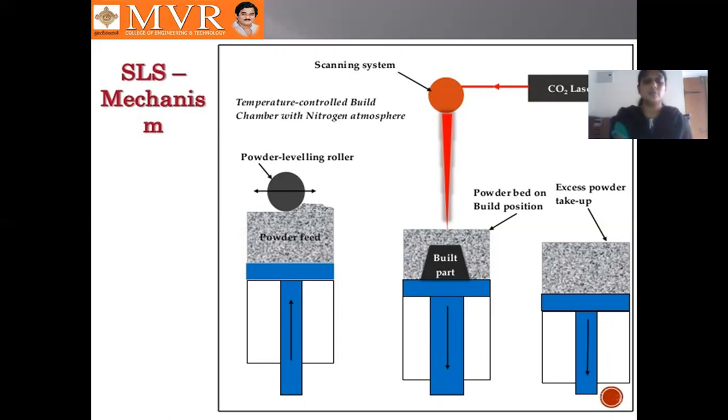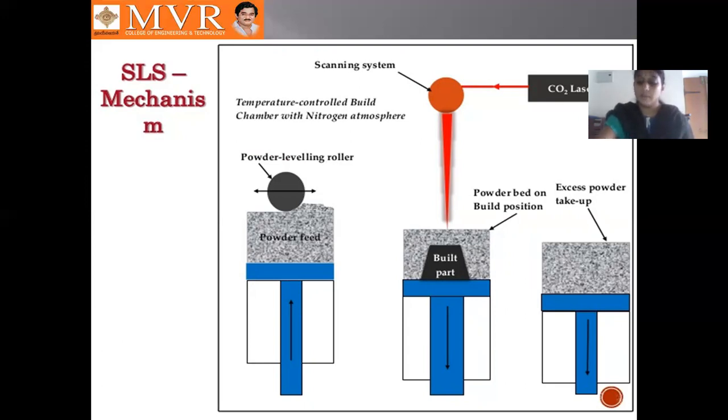The carbon dioxide laser beam system will help with the rapid prototyping systems. The temperature controlled build chamber with the nitrogen atmosphere, powder leveling roller, and powder feed roller will be built throughout the system. The powder bed at the build position will be thoroughly tempered in the build chamber with the nitrogen atmosphere, and the powder feed materials build the part while the excess powder will be taken up.